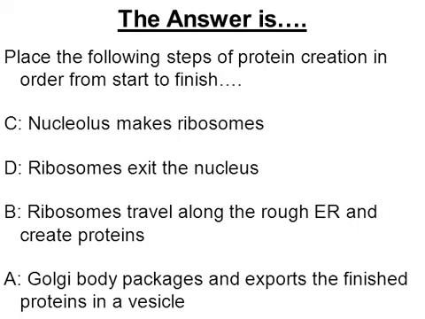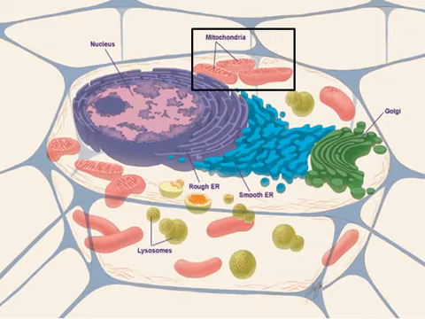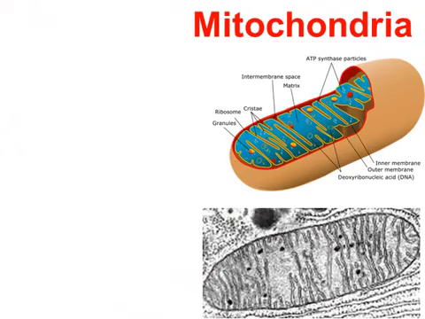Let's move on. So now we're back to our diagram, and I've highlighted the flashing box, the mitochondria. Let's zoom on in for a closer look. Here we have the mitochondria. Artist drawing on top, actual picture on the bottom.